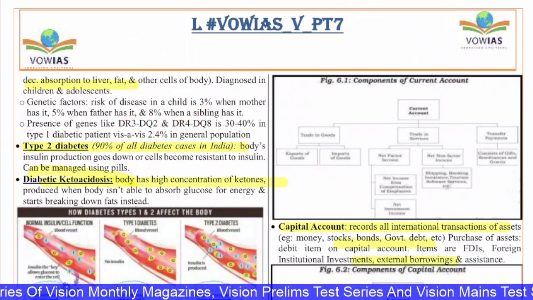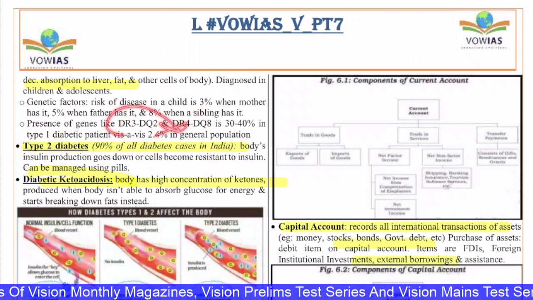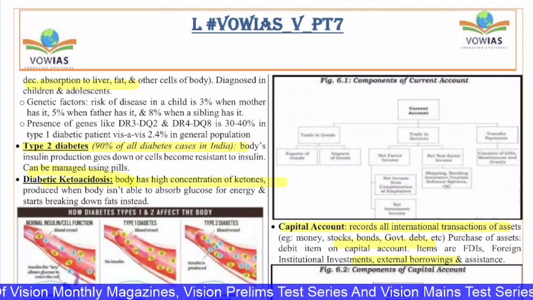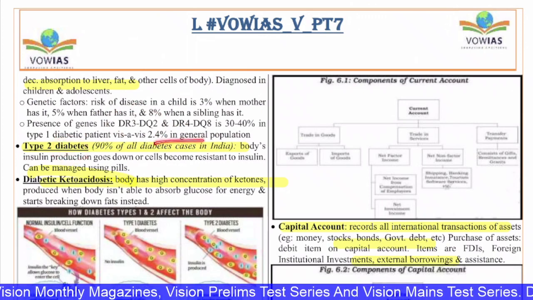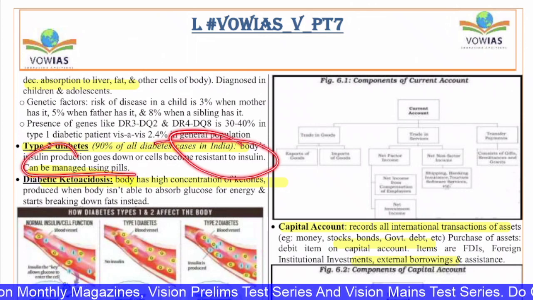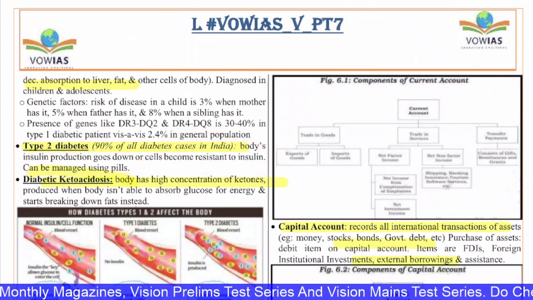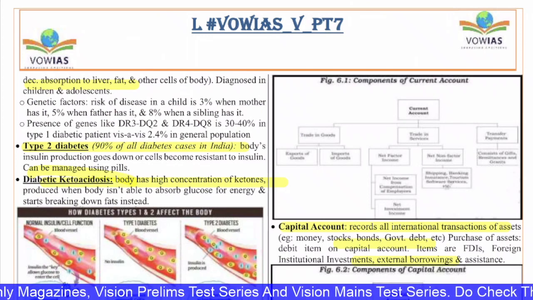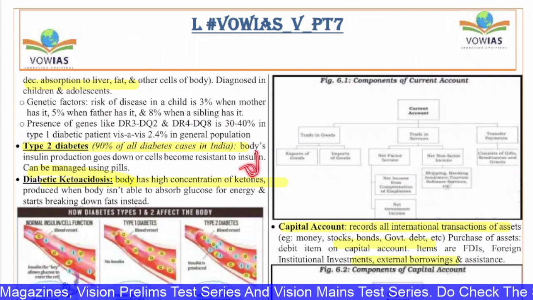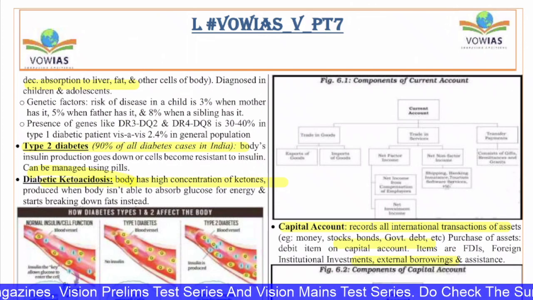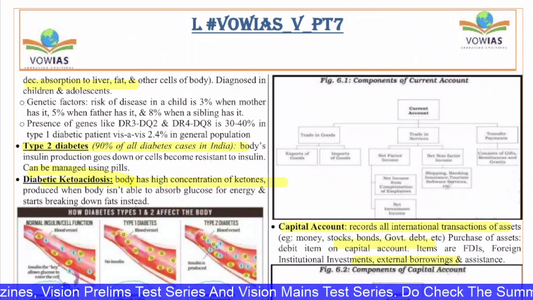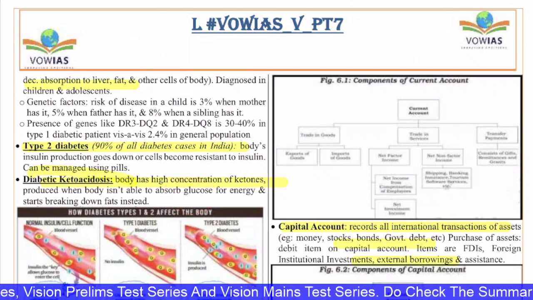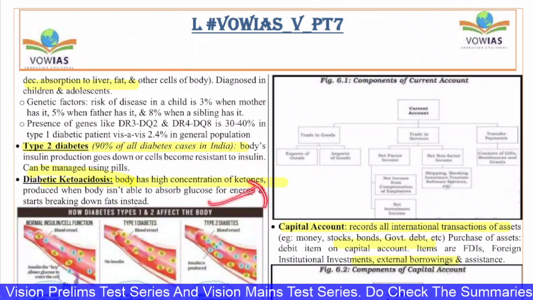Type 2 diabetes is 90% of all diabetes cases in India. The body's insulin production goes down, or cells become resistant to insulin, and it can be managed by using pills. Diabetic ketoacidosis is the type where the body has a high concentration of ketones, produced when the body is not able to absorb glucose for energy and starts breaking down its own fats. This is actually used in the keto diet.